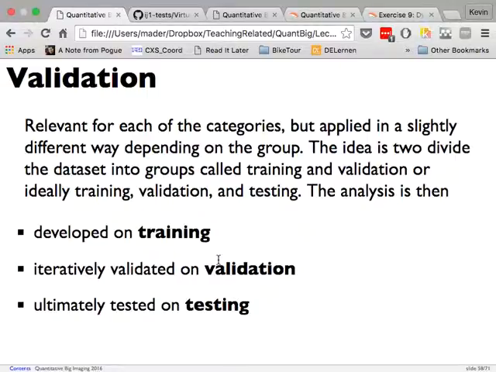Is there a way to figure out at what point the validation data has been corrupted? The validation data? I don't think so.